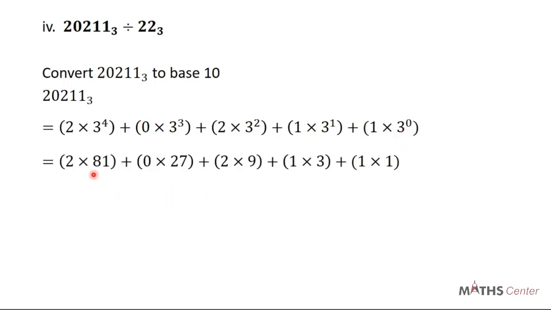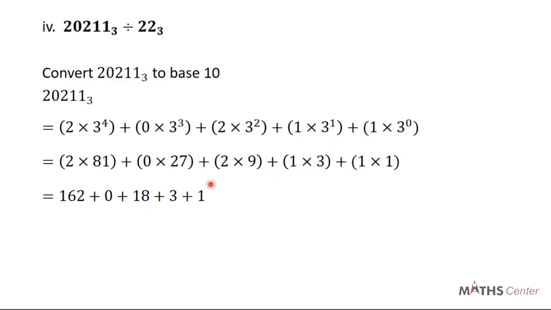This is going to give us 2 times 81, since 3 exponent 4 is 81, 0 times 27, 3 exponent 3 is 27, plus 2 times 9, 3 squared is 9, plus 1 times 3 exponent 1 is 3, plus 1 times 1, 3 exponent 0 is 1. Any number exponent 0 is 1. So we now have 2 times 81 will give us 162. 0 times 27 will give us 0, since any number times 0 is 0. 2 times 9 will give us 18.